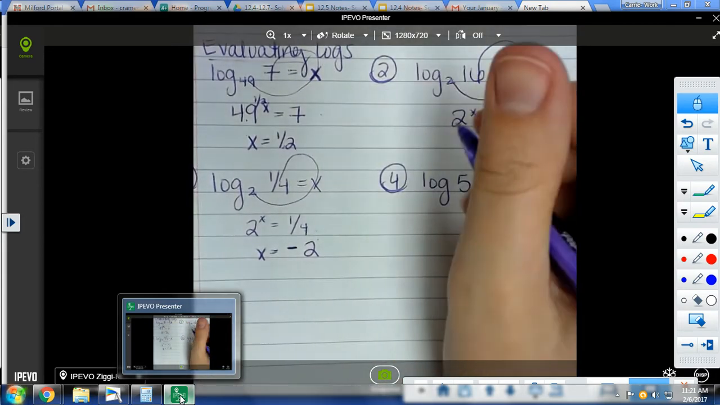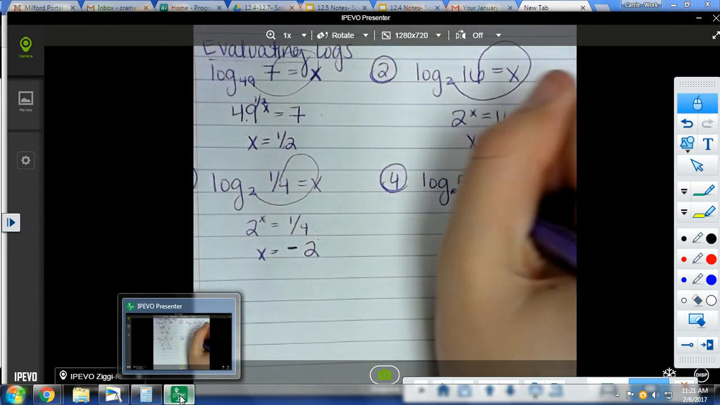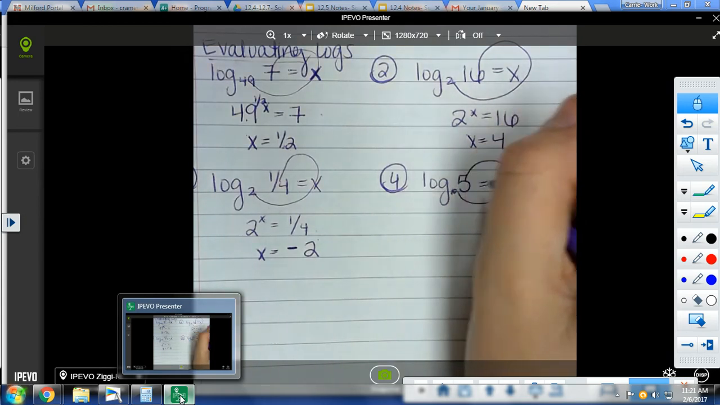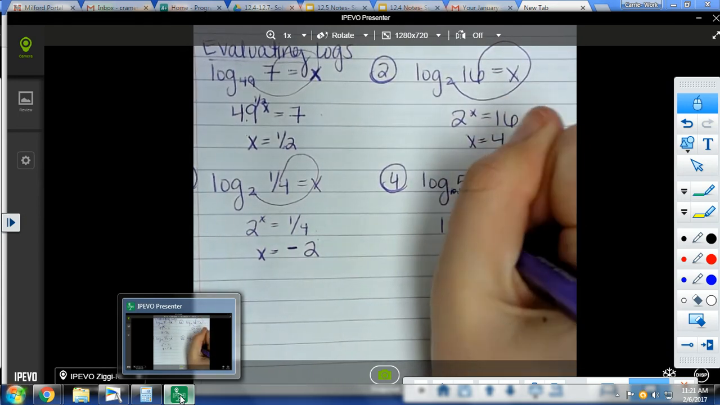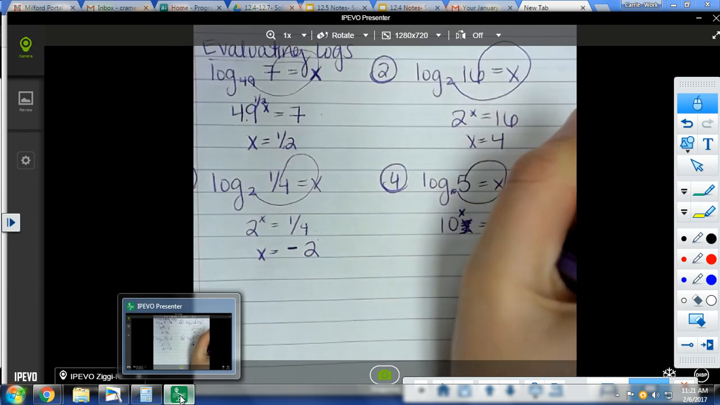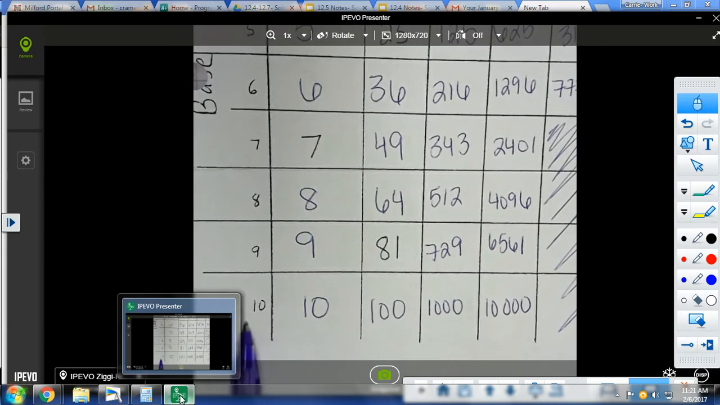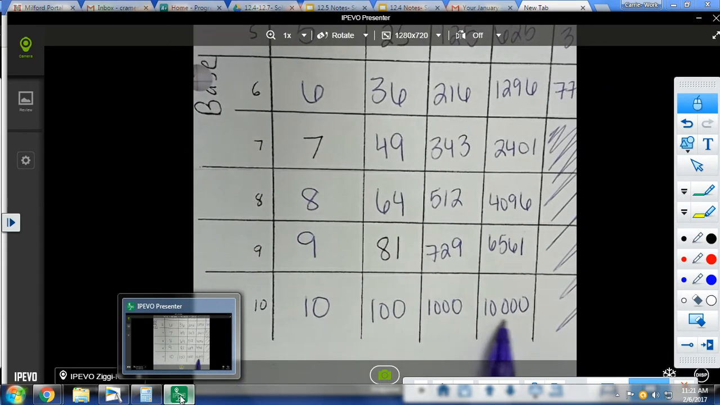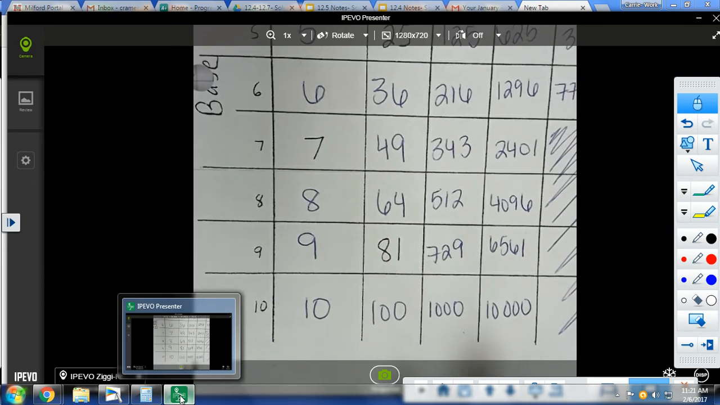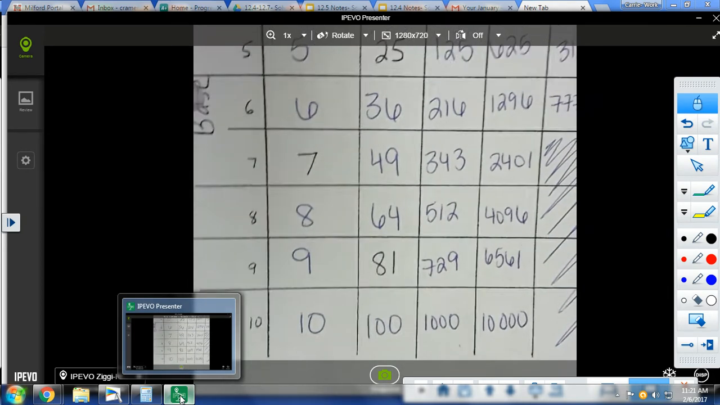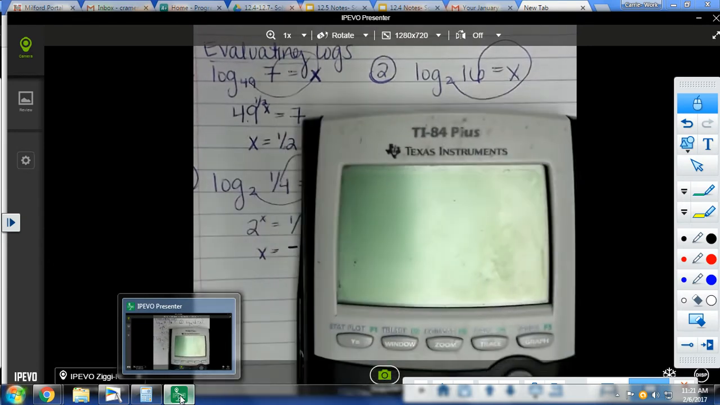Here for number 4, we have a common log, so that's an invisible base of 10. So we have 10 to the what power equals 5. Oops, it's supposed to be 10 to the x equals 5. Now if we go on here, we don't have anything 10 to any power that would equal 5. So that's not going to work. What we would actually do here is use our calculator because this one's not going to be exact.